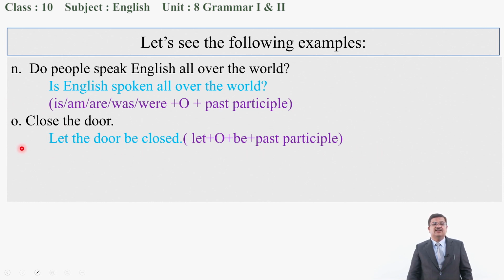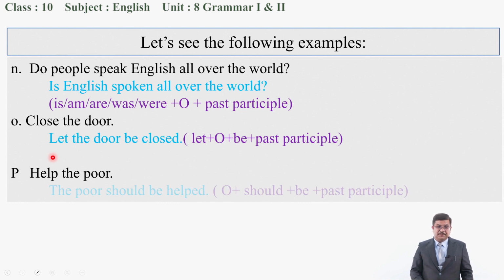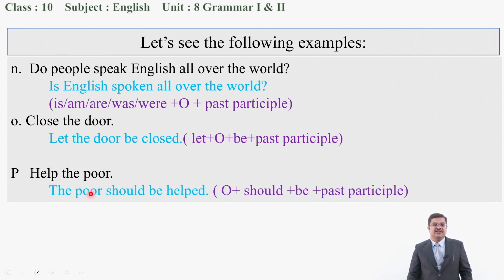So when we have an imperative sentence, in an imperative sentence we must use let in passive. Help the poor, but let the poor be helped not. This is an obligation. The poor should be helped. See, when there is an obligatory issue, we must use the poor should be helped.